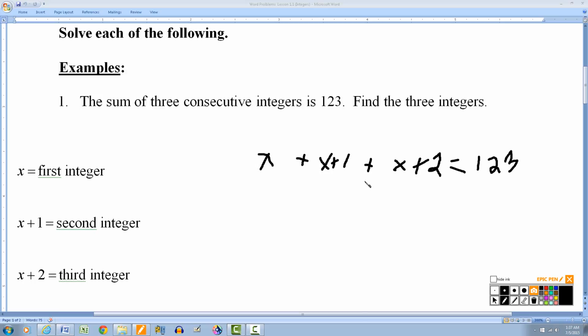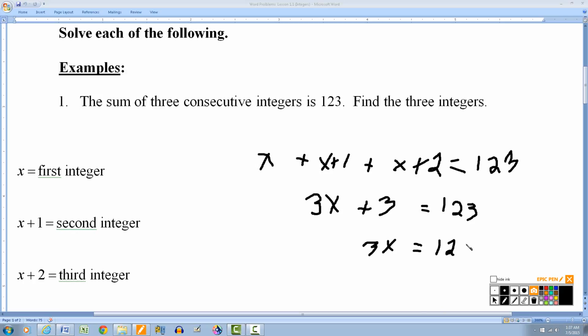So combining terms, I have 3 x's. If I add those together, I get 3x. The numbers, I've got 1 and 2 on the left side, so that's 3. And that should equal 123. And then I want to solve this, so I subtract 3 from both sides. If I subtract 3 from the left side, that'll just leave me with 3x. And if I subtract 3 from the right side, 123 minus 3 is 120. So I get 3x is equal to 120.